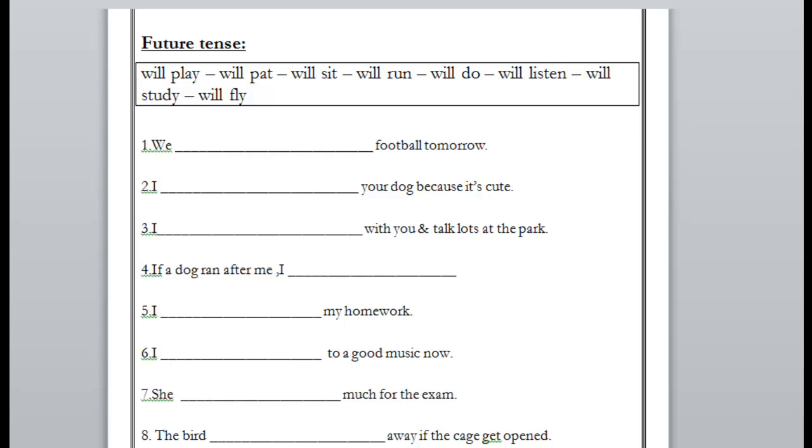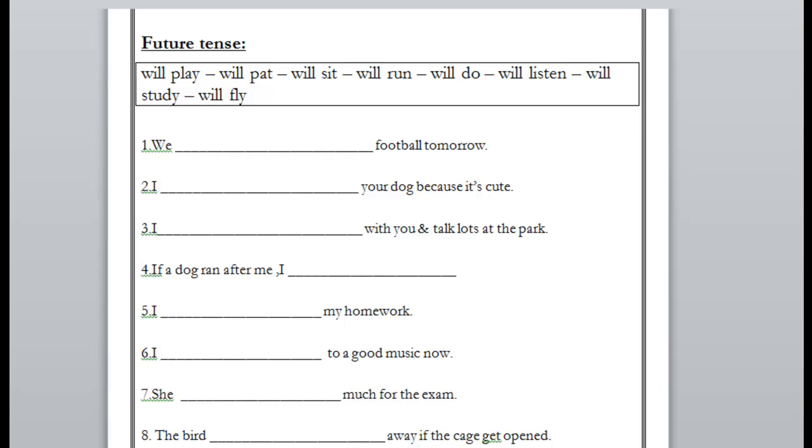He eats his own breakfast. Okay? It licks my arm, as for the cat, okay? You got the point? Okay, so let's continue our topic. So, future tense, number 1. Let's read the words in the box first. Will play, will pat, will sit, will run, will do, will listen, will study, will fly.